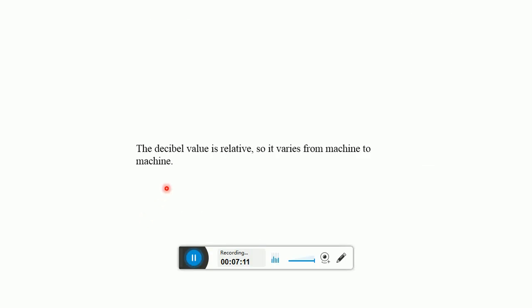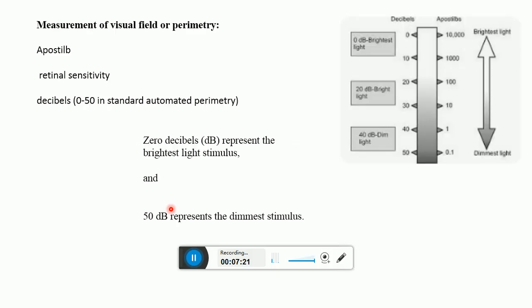Now the decibel value is relative, so it varies from machine to machine. A 0 decibel reading represents 10,000 apostilbs on the Humphrey visual field analyzer, where it represents 4,000 apostilbs on the Octopus. A 40 decibel reading represents 1 apostilb.